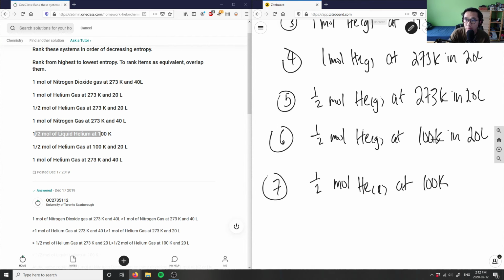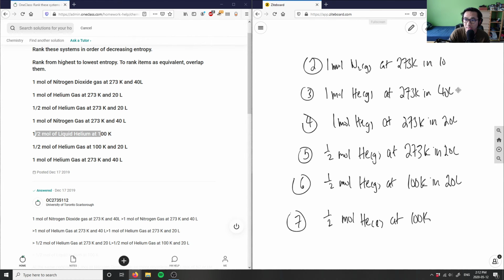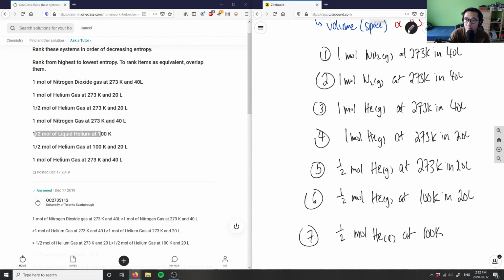So this here is going to be an order from increasing to decreasing entropy, right? So let me do this in blue here. Let me put a line here. This here is increasing entropy. Delta S is going to increase here.